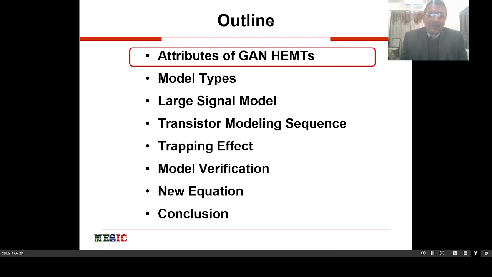of the trapping effect. Whenever we put in a new effect, we sometimes change the drain equation a little bit to make it more accurate. And the last is the conclusion.